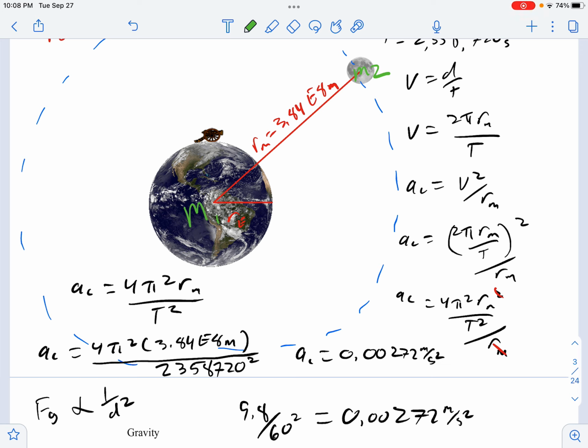Now, the reality is that they technically orbit each other. The Earth wobbles around, okay, as the moon is in orbit around it. That's a conversation for another time. Okay, they've got a common center of mass, and so on.